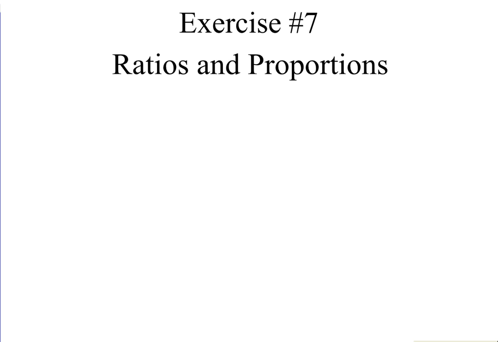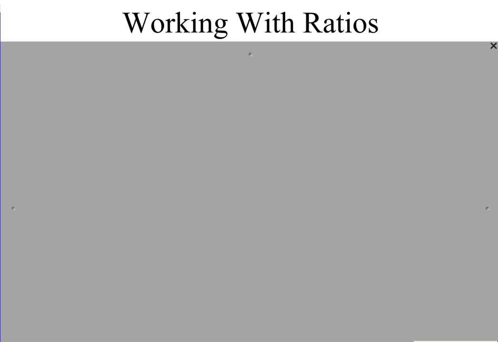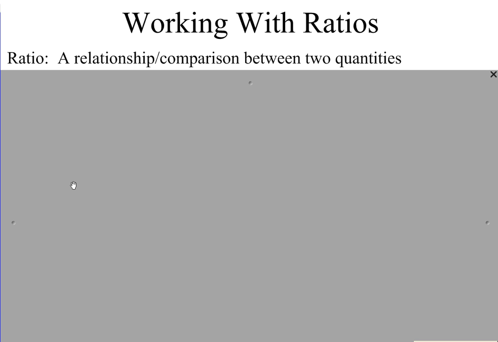Exercise 7, ratios and proportions. A ratio is a relationship or a comparison between two quantities. What we're going to be talking about here with ratios and proportions are very, very important concepts that you will see on every single ACT test.